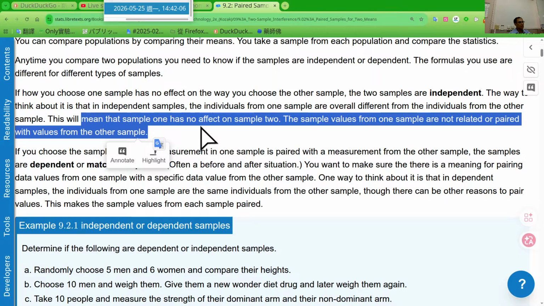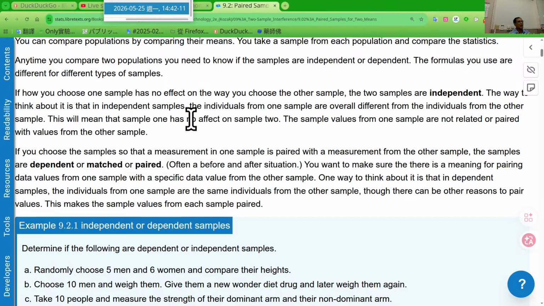Oh, sorry. Can I ask a grammar question like this? Has no affect or has no effect? A-F-F or E-F-F? Personally, when I learned it, affect can be a verb, but here I think effect should be a noun. Is it a typo here? Do you agree with me? E or A? E. So you agree with me? Maybe it's a typo here.